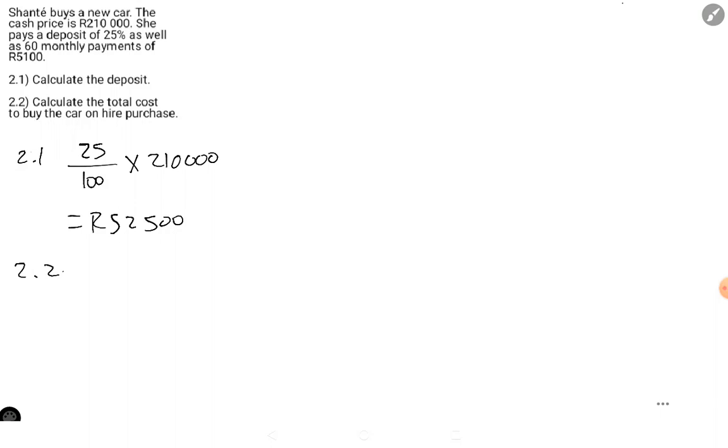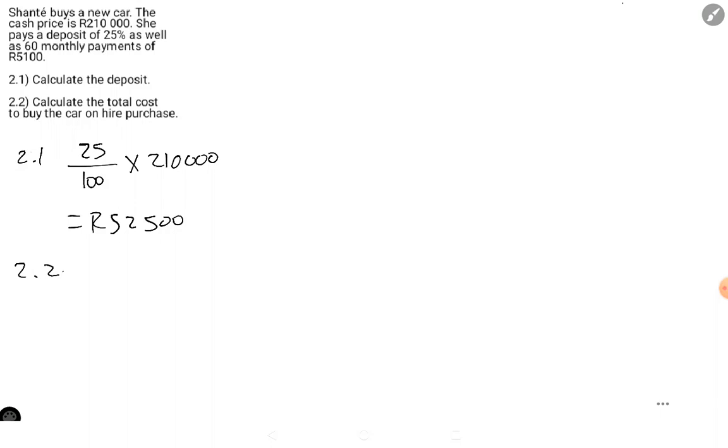It says calculate the total cost to buy the car on hire purchase. Something that you need to understand about hire purchase is that if you're buying something on hire purchase, you're definitely going to be paying more than what the initial cost or cash price was. So you need to make sure that you understand these concepts, because there's interest on top of the amount that they're putting on display for you. So if the cash price is 210,000, that means you're going to be paying more because you're buying it on a different deal. That different deal has its own interest price.